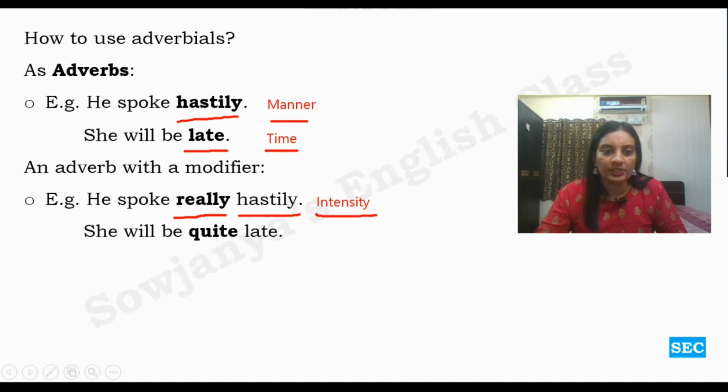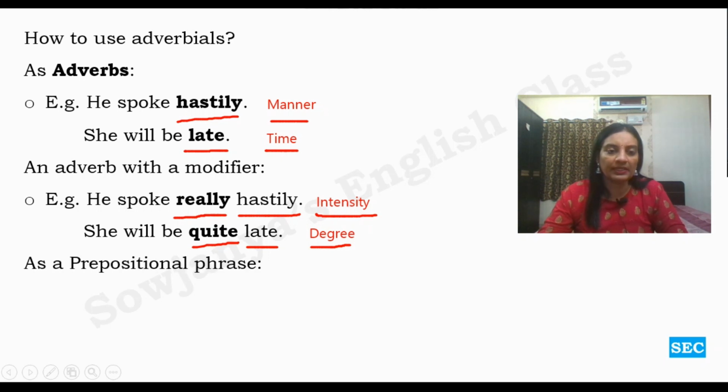And then she will be quite late. She will be late. That is our adverb. How late? Quite late. It is intensifying and it is adding a degree over here to our adverb late. In this way it is modifying another adverb.